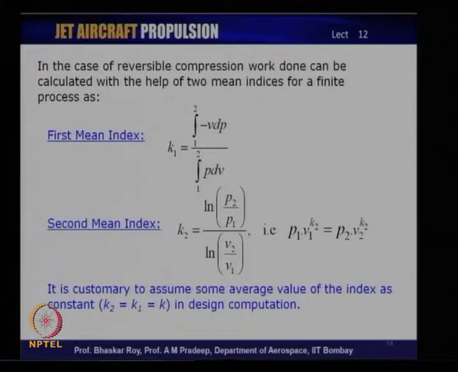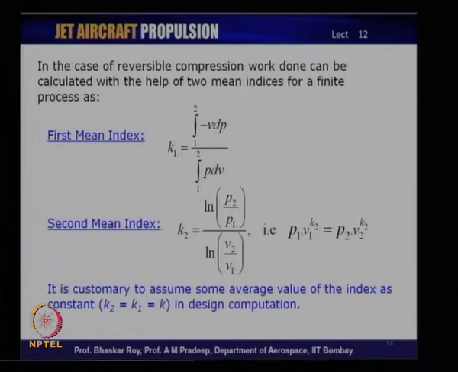There is another definition, and that is the second mean index, often referred to as k2, and that is defined as ln, that is natural logarithm, p2 by p1 divided by ln of v2 by v1, v of course is the specific volume, and this can be written down in terms of what is known as the polytropic relation, that is p1 v1 to the power k2 is equal to p2 v2 to the power k2, which means we can write for a compression process P v to the power k is equal to constant. So, that is another way of showing the polytropic process. In case of isentropic process, it would be P v to the power gamma equal to constant.